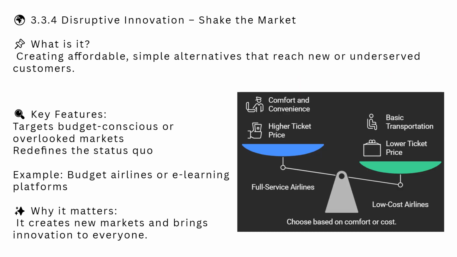This is another look at disruptive innovation, but this time from a strategy perspective. It's about creating simpler, more affordable alternatives that reach people who have been left out. Think budget airlines. They made flying accessible for more people by stripping down unnecessary costs. If your goal is to challenge the big players and open up new markets, this is your go to strategy.